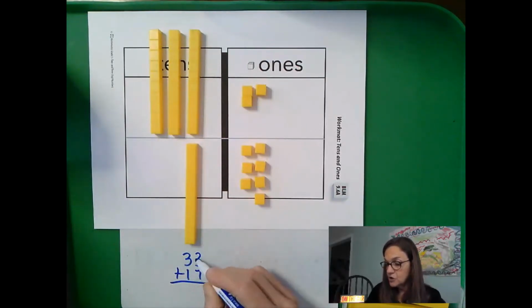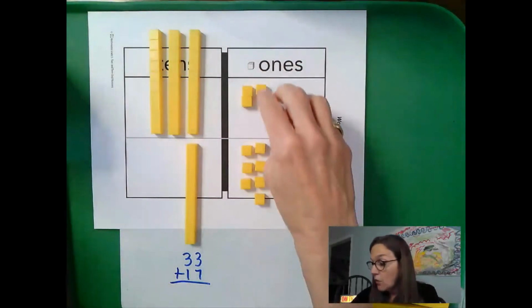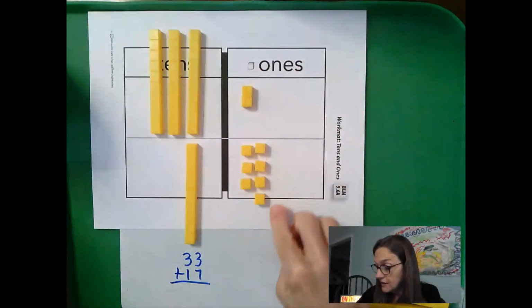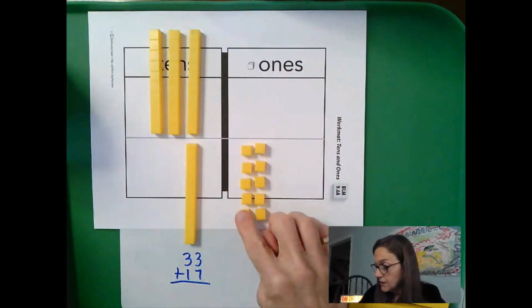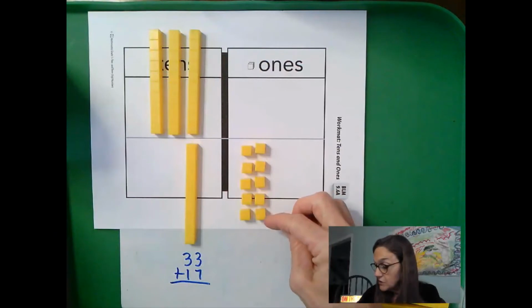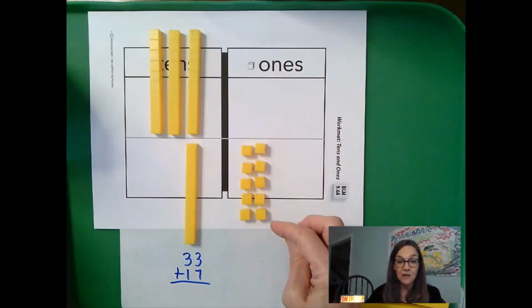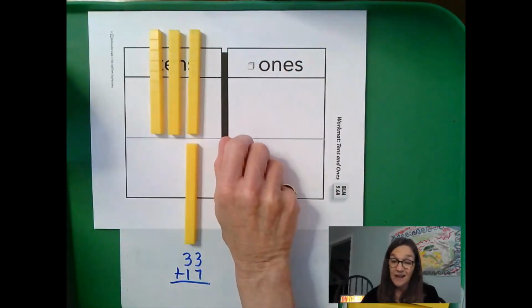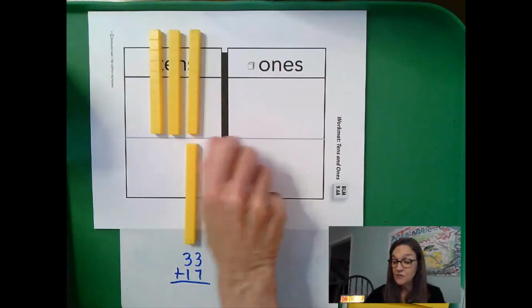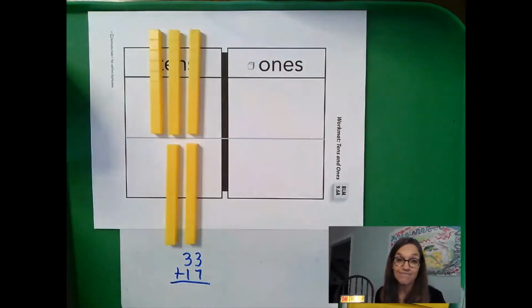Okay, when we're combining two-digit numbers, we combine the ones first. So I'm going to move these down here. Let's see how many ones I have now. Because they're partnered, I can count by twos, easy breezy. 2, 4, 6, 8, 10. But we know, we've learned this before, that when we have 10 in the ones place, we have to combine them and move them. We have to exchange them for a rod, for a tens rod, and move it over to the tens place. So what are we left with in the ones place? Nothing.